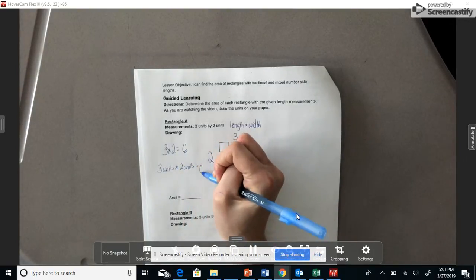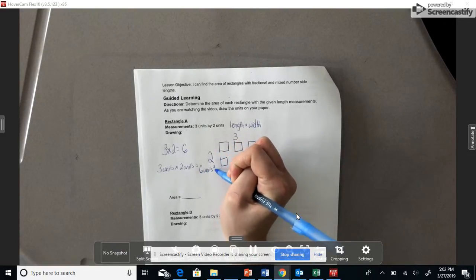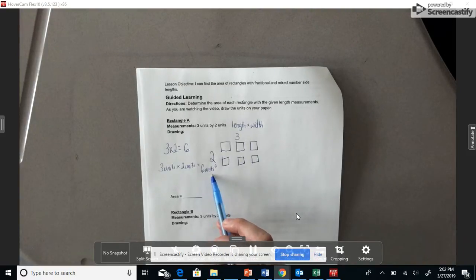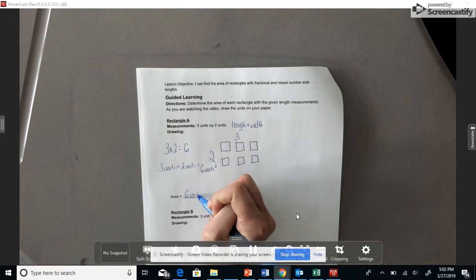equals 6 units. And when we're doing the area, we're talking about squared because we're doing units times units. So units squared can be written with units and then a 2 at the top. We can also say 6 square units. So our right answer, 6 units squared.